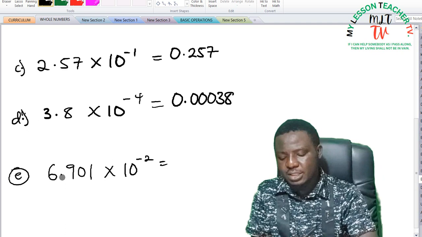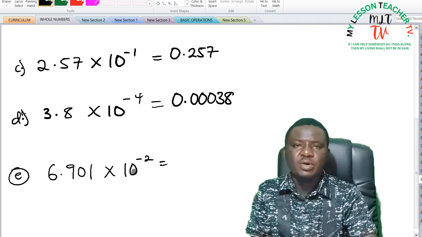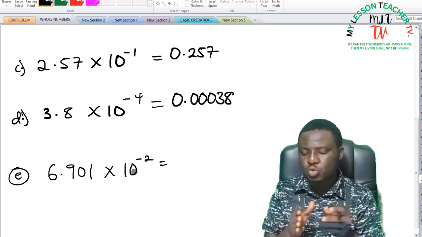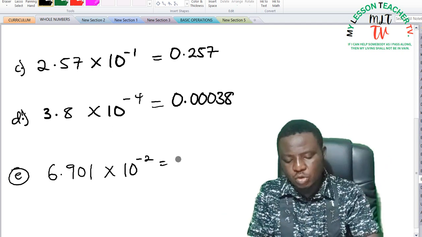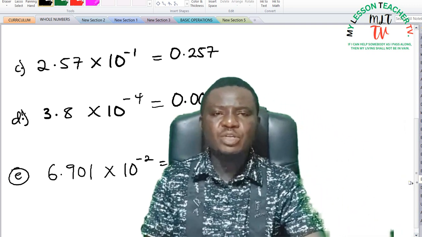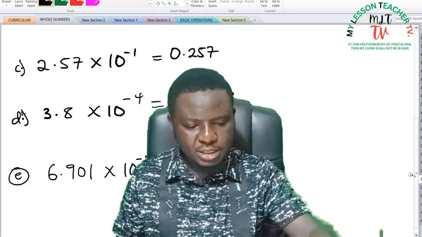E, this is 6.901 times 10 raised to the power of minus 2, meaning I'm going to move the decimal point 2 times to the left. This is going to be 0.06901. That brings us to the end of today's class.